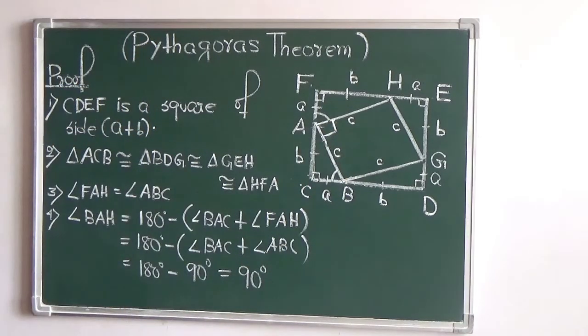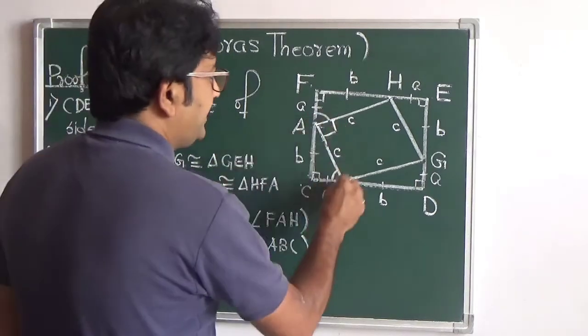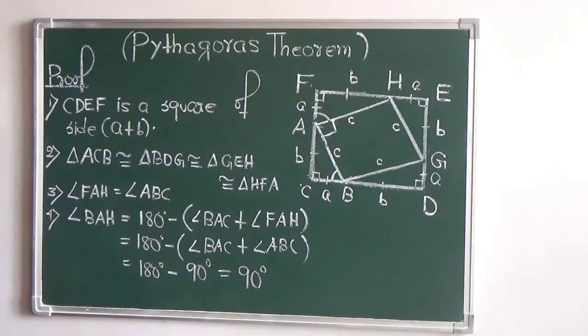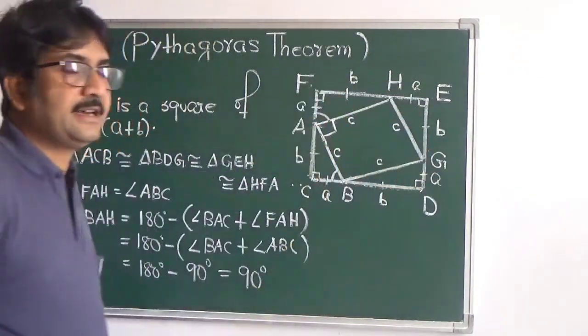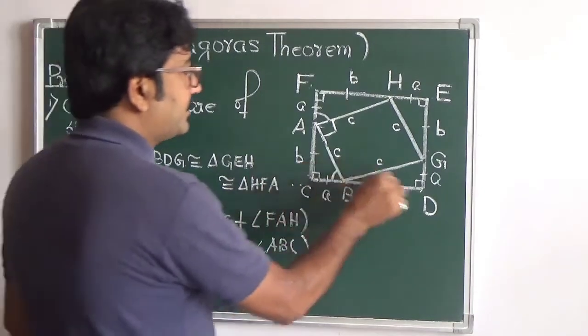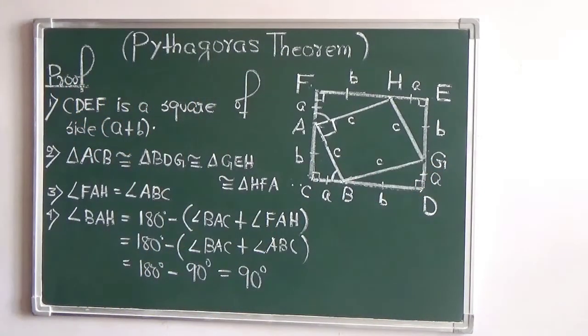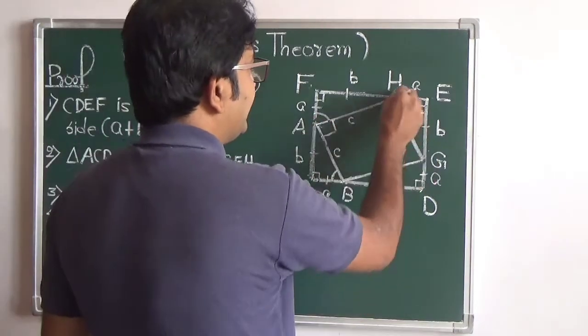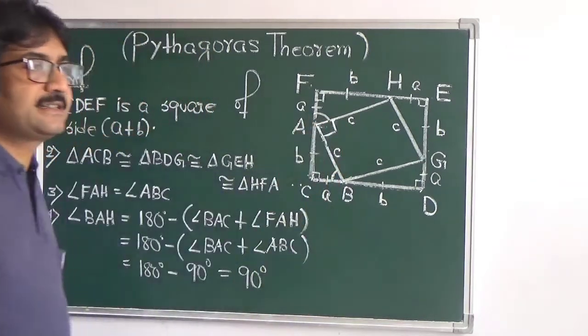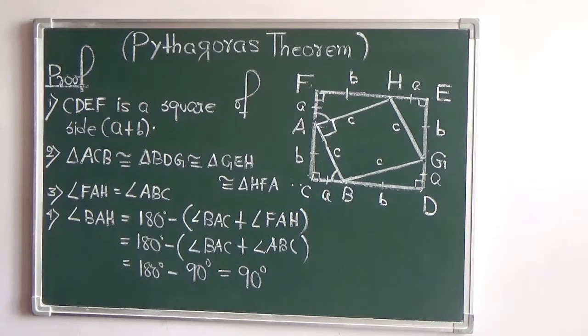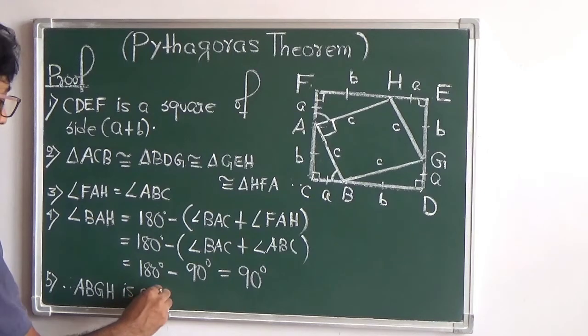Mind it, in the beginning we never told that the figure ABGH is a square. We have taken FCDE as the square by construction, and we have taken the four congruent triangles by construction, but we have never mentioned that ABGH is a square. Now that we have proved that this angle is a right angle, we can say that this figure ABGH is a square. So point number 5 we can write, therefore ABGH is a square.